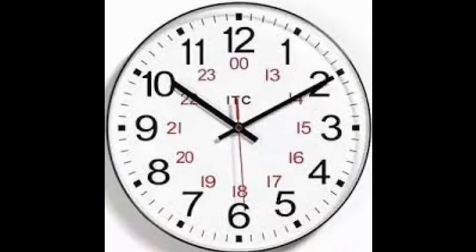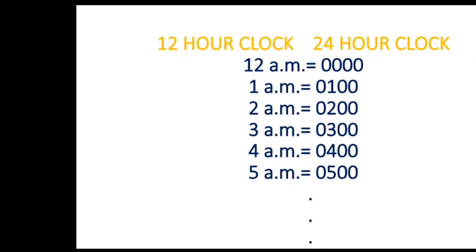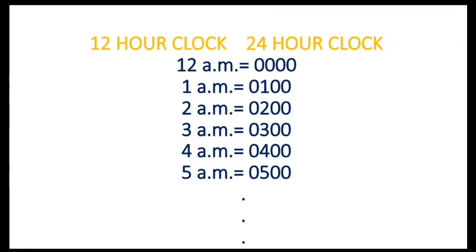But the 24-hour clock starts numbering from 0000 hours, which is also referred to as the 2400 hours, and ends with the 2300 hours. Alright? Now let's compare 12-hour clock time to 24-hour clock time.